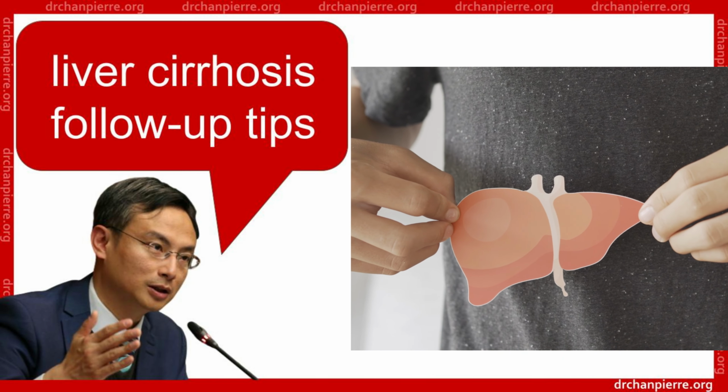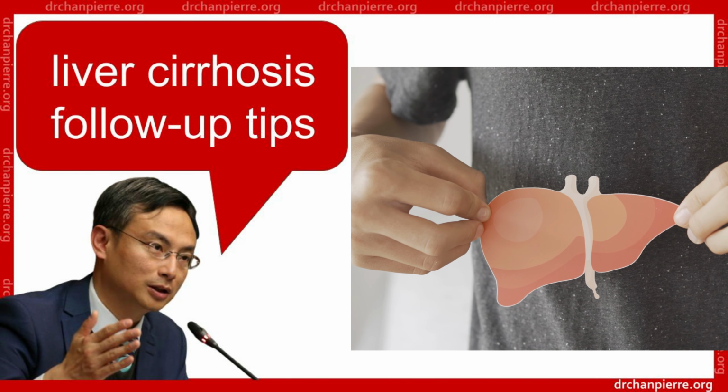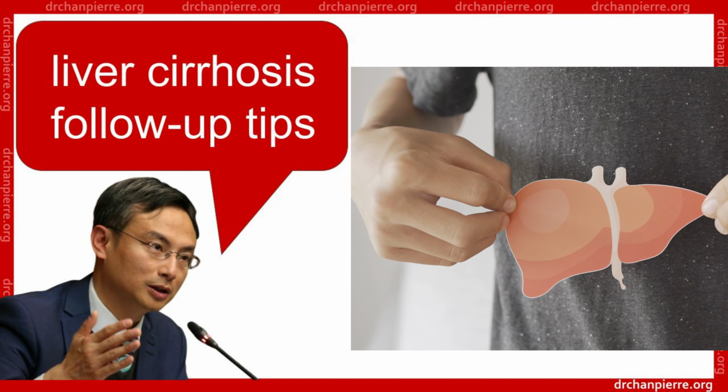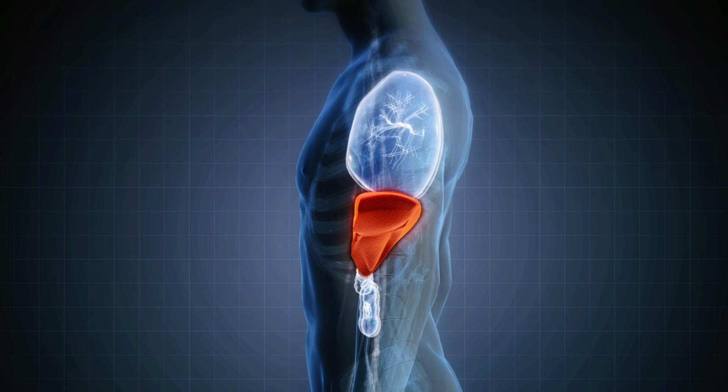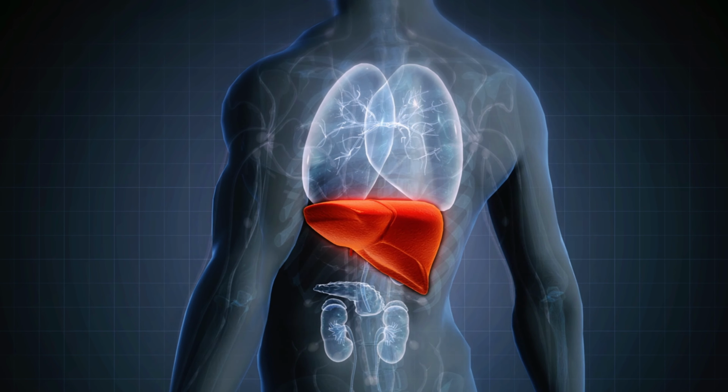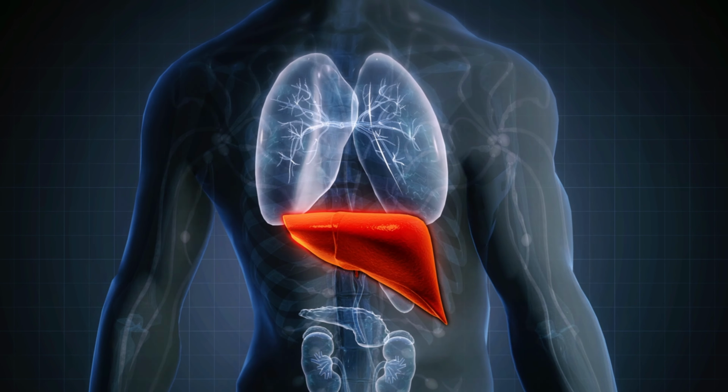In this video, I will talk about liver cirrhosis follow-up tips. I will share with you my mnemonics for you to remember. The liver is located in the upper right-hand portion of the abdominal cavity, beneath the diaphragm and on top of the stomach, right kidney, and intestines.